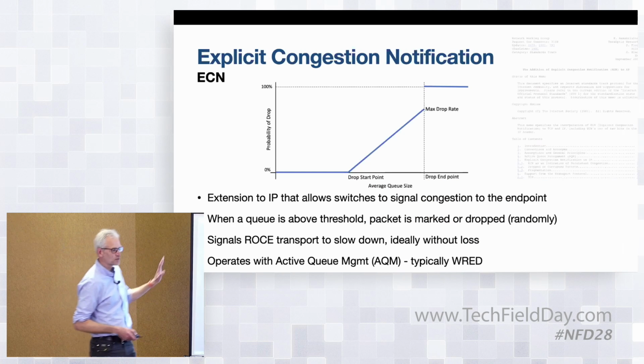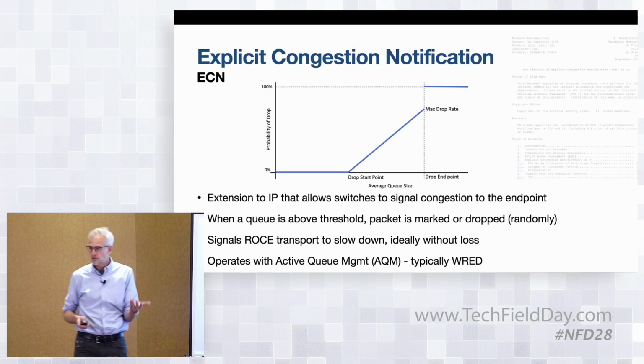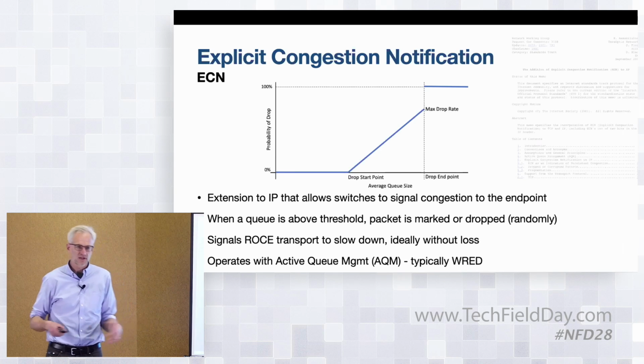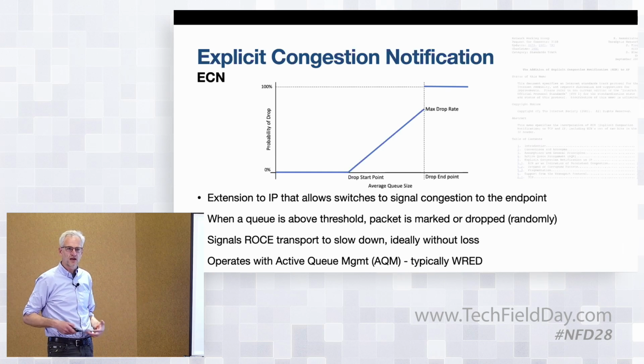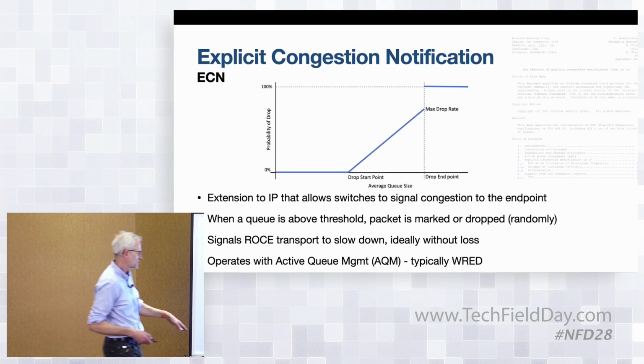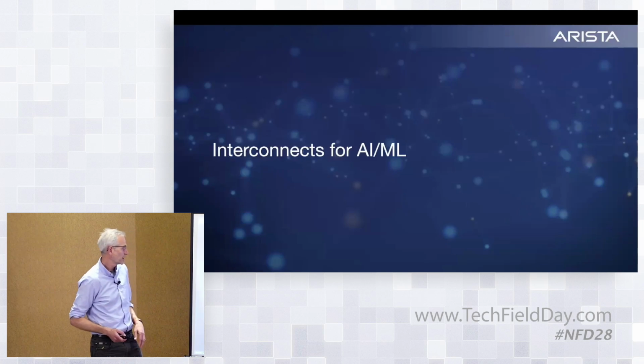ECN is another technology which just marks packets when the queues are getting full. I won't go into too much depth about ECN, but it basically signals the transport protocol to slow down. You need an ECN algorithm that works in conjunction with some kind of active queue management like WRED.